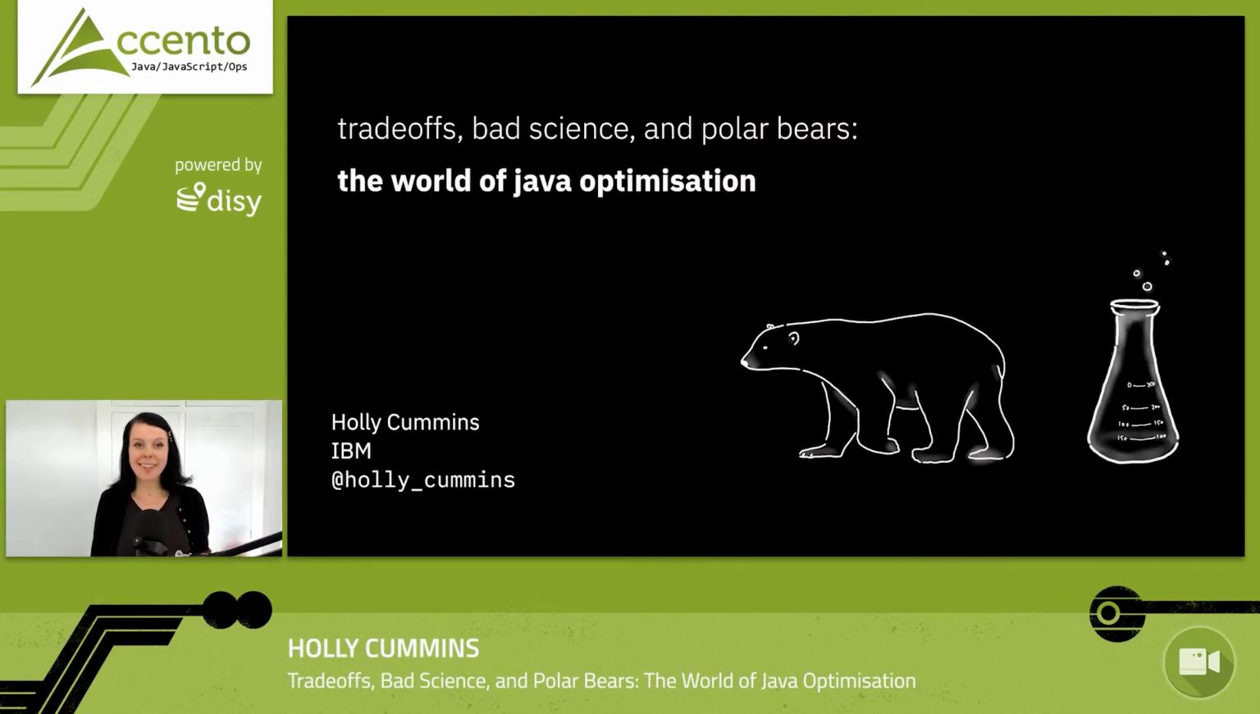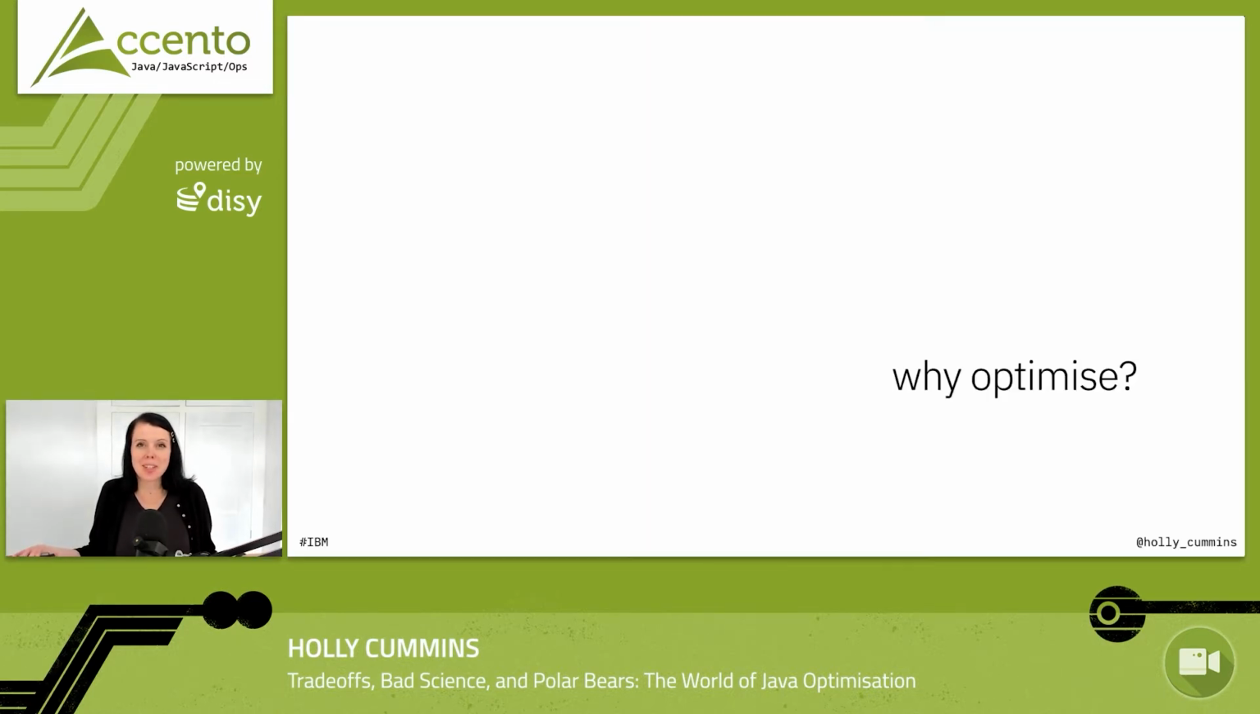Hi, let's talk about trade-offs, bad science. In other words, let's talk about Java optimization. The first question is, why is this interesting? Why would anybody want to optimize? Why are we even here?